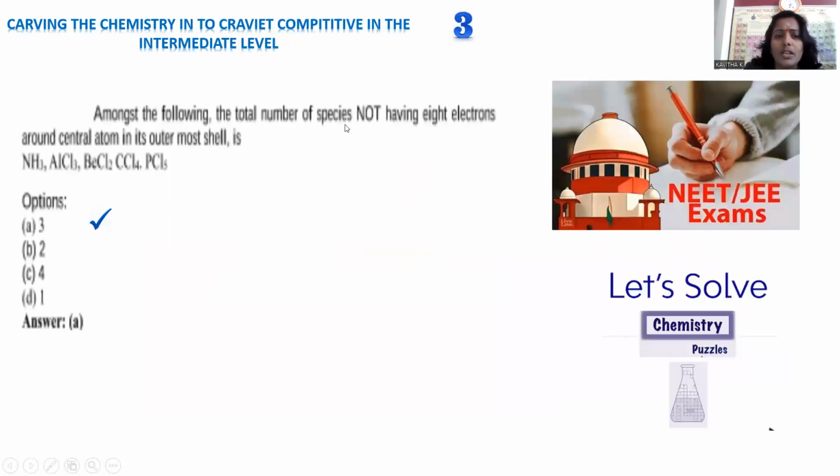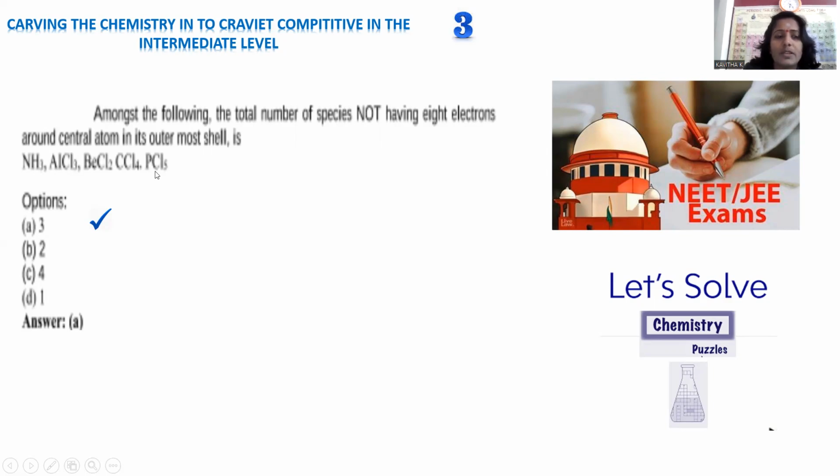Let's move on to question number 3. Among the following, the total number of species not having 8 electrons around the central atom in its outermost shell is: ammonia, aluminium trichloride, beryllium dichloride, carbon tetrachloride, phosphorus pentachloride. How many? 1, 2, 3, 4, 5. 5 compounds are provided. Which species do not have an 8 electron system, called the octet system? Octet is not present in which compounds? So the correct answer will be 3. Among the 5, 3 are not having octet configuration.